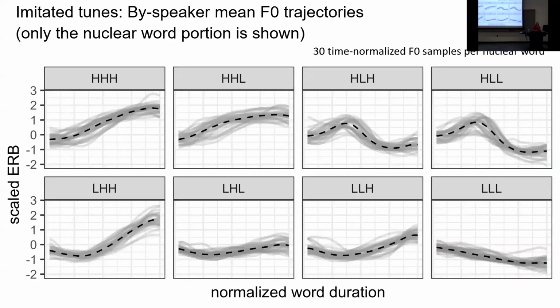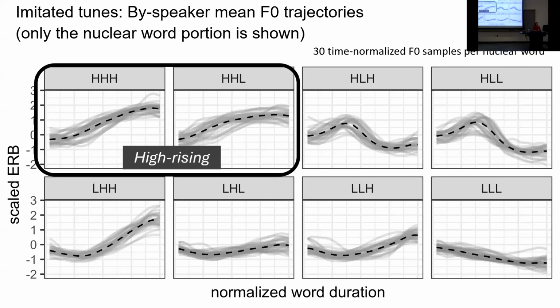So shown here are the time normalized F0 trajectories from the nuclear region in the imitated tunes from all of our participants. In each panel, the thin lines represent the mean F0 trajectory for that tune from a single participant over their 18 productions of that tune. And the black dashed line is the grand mean for the F0 trajectories aggregated over all the participants. And notice that imitations of some tunes look kind of similar to other tunes, and differ maybe only in a small region of the F0 space. And I want to call your attention to these 2 tunes in the upper left that I call the high rising tunes. And we're going to see that these pattern quite differently from other tunes in our results.